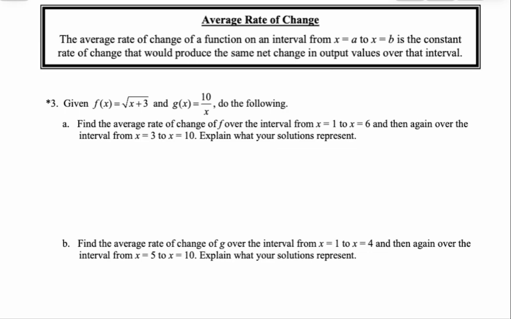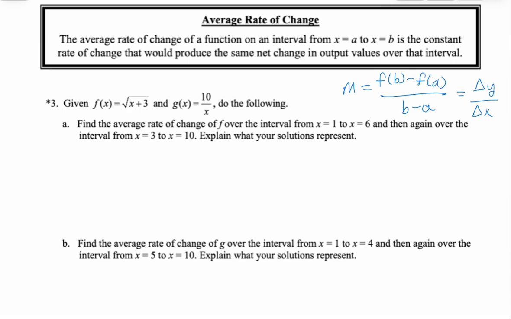So let's write down our formula. Remember, in function notation, it's just f of b minus f of a over b minus a. If you were using point notation, remember it's the difference of the y's over the difference of the x's. So it's the change in y's over the change in x's, okay? Don't get that switched. It's very easy to do that.